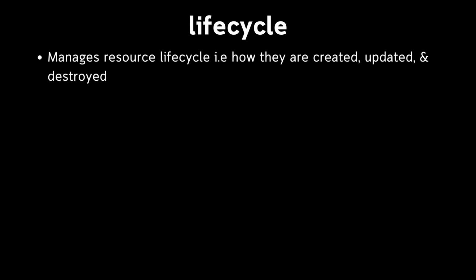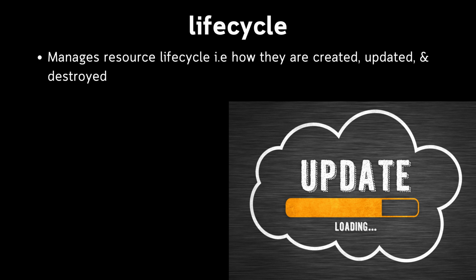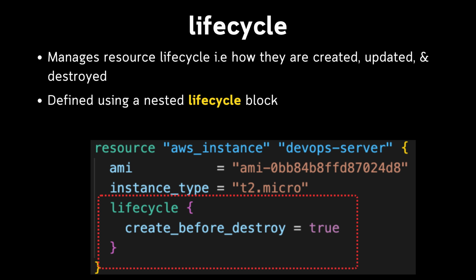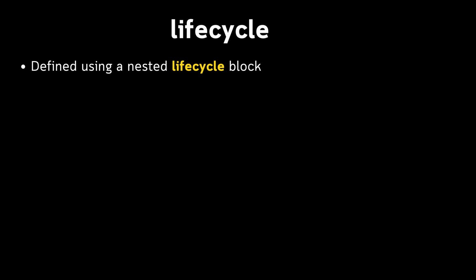Next, the lifecycle meta argument allows you to manage the lifecycle of your resources, like how they're created, updated, and destroyed. It is defined within a nested lifecycle block within a resource block, and you can use this with all resource types. The lifecycle block has four arguments, and each has its own use case and changes and controls the behavior of your resources.